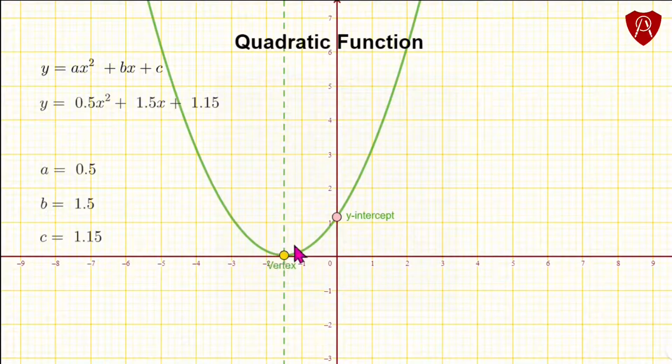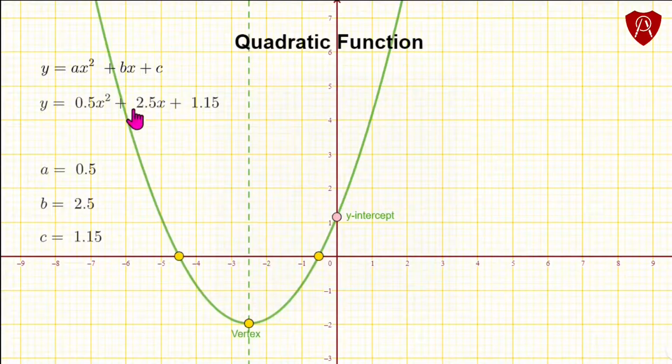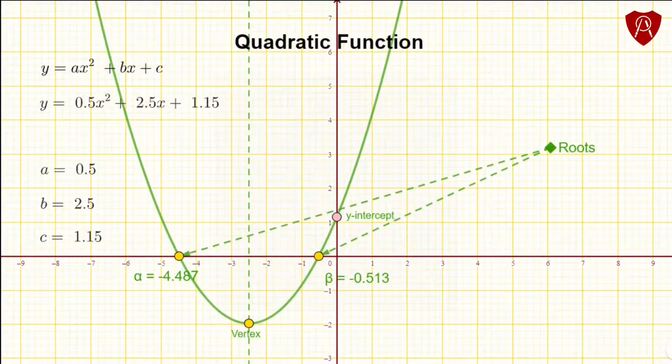Case 2. The vertex is a point on the x-axis. This then is the only root of the function. The root is the x-coordinate of the vertex. Case 3. The curve crosses the x-axis at 2 points, this one and this one. This gives us 2 distinct roots. The roots are the x-coordinates of the intersection points, and they are shown here. The 2 roots are commonly referred to as alpha and beta.